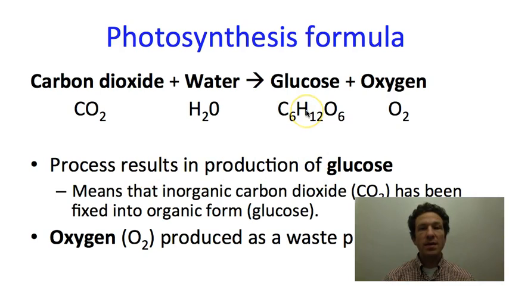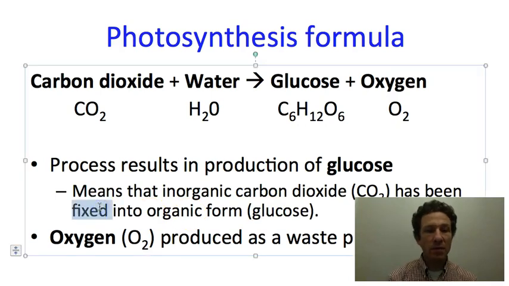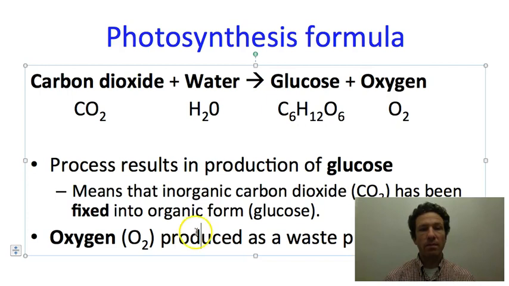Glucose, remember, is an organic molecule. That means it has multiple carbons as well as some other atoms. Carbon dioxide is an inorganic molecule. It has only one carbon, it does not have multiple, and so it is not complex enough to be considered organic. That means that in the process of photosynthesis, we are fixing inorganic carbon in the form of carbon dioxide into organic form in the form of glucose. This is what is meant by the term carbon fixation.